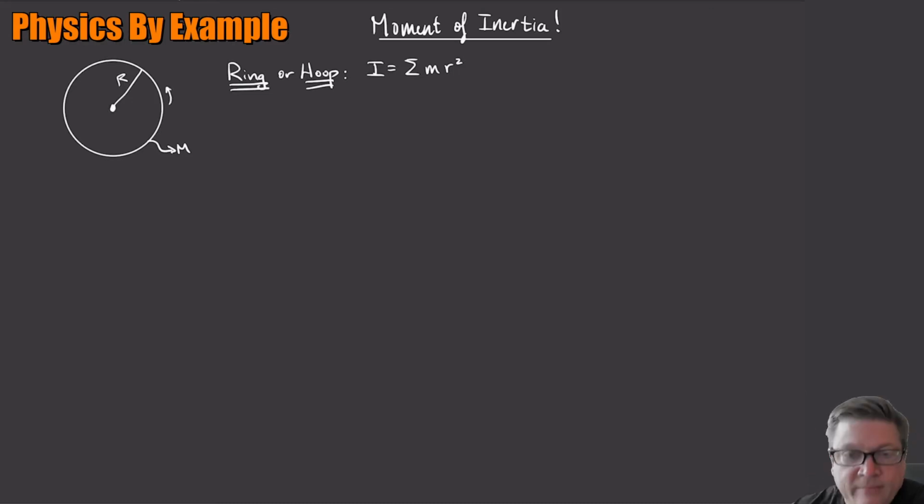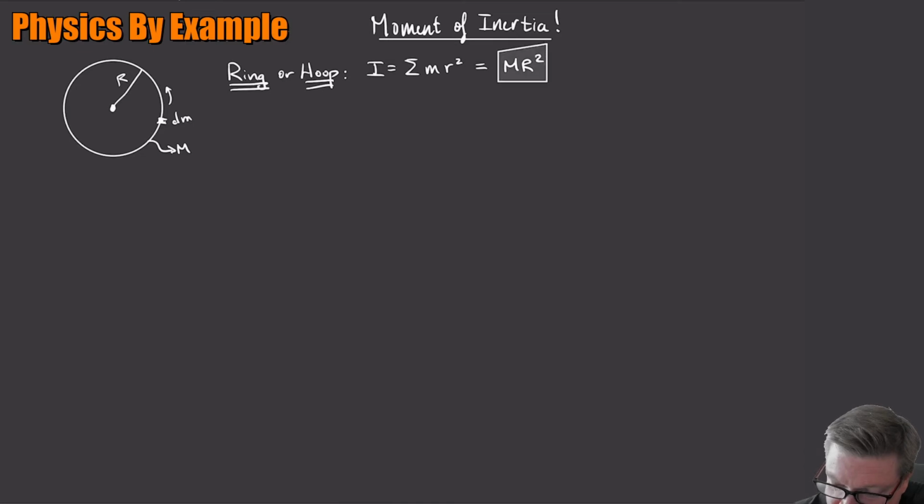This thing is just spinning about its center in that way. So what is the moment of inertia going to be? Well, the moment of inertia is just the sum of mr squared. If you chop this thing up into lots of little dm's, this is actually really easy because how far away are all those dm's from the center? They're all the same distance r away. So all you have to do is add up all the little dm's, and this is just going to be mr squared. There's nothing to it.